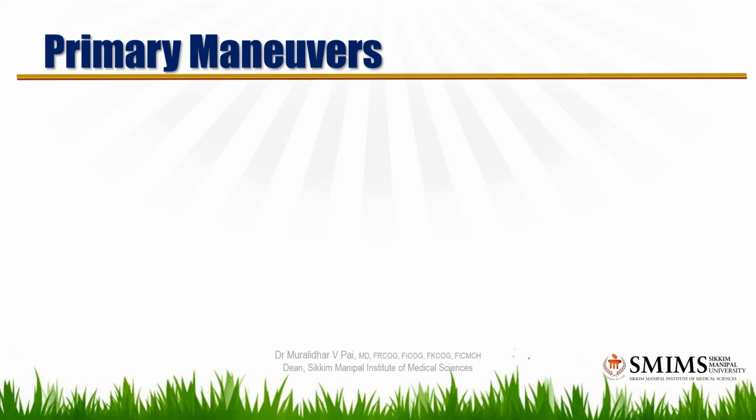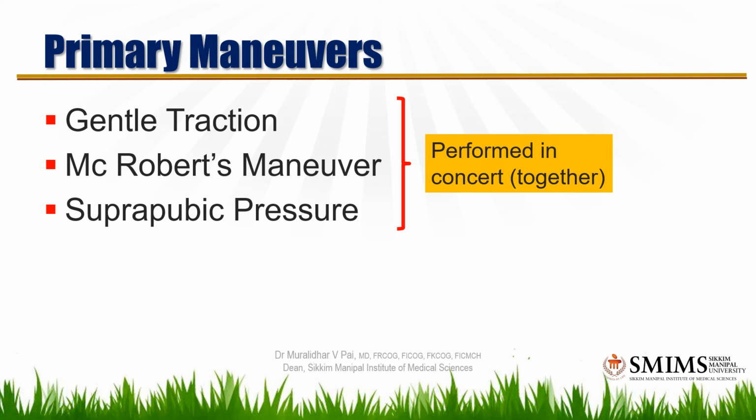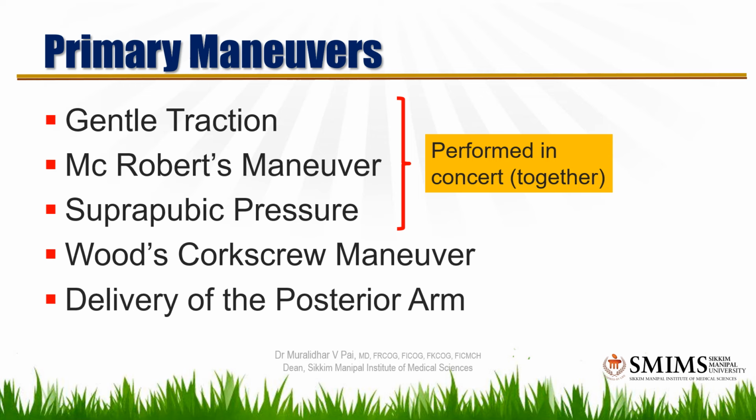There are several maneuvers and they could be grouped as primary and secondary. Following are the primary maneuvers: gentle traction, McRoberts maneuver, suprapubic pressure. In fact, these three maneuvers could be performed in concert for the effective delivery of the baby. If these fail, we have Wood's corkscrew maneuver and delivery of the posterior arm. Let's go through one by one in detail.